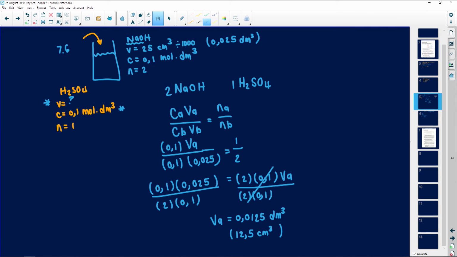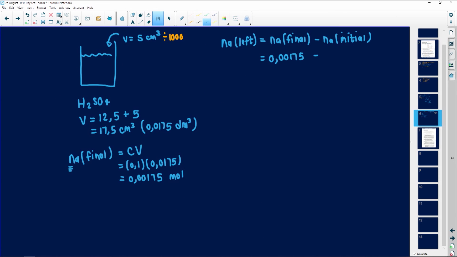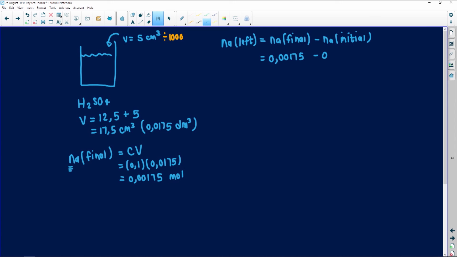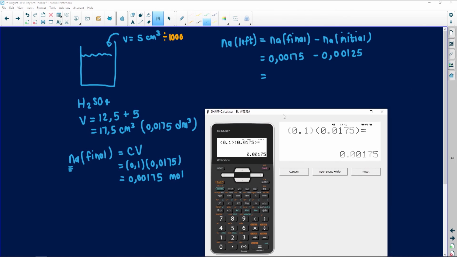We got the 0.0215. I can't remember which slide we had, but those were my initial moles that I've initially started with, which is 0.00125. Now I want to see how many moles were actually left. So let's calculate that one.